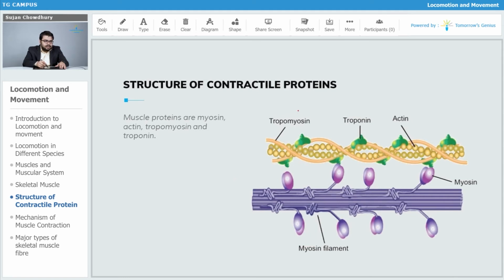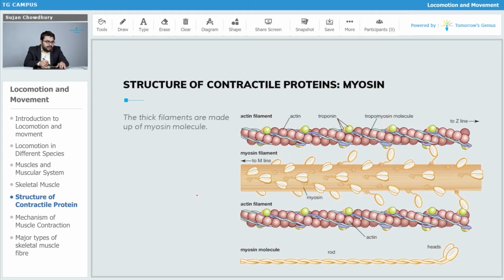The muscle proteins are myosin, actin, tropomyosin and troponin. So on the diagram given here, you can clearly understand the proteins which are the structural components of the muscle fiber. We can have a look at the tropomyosin, the troponin, actin and definitely the myosin proteins.